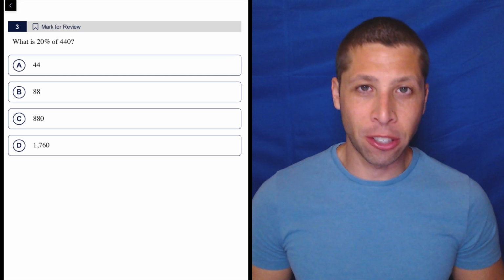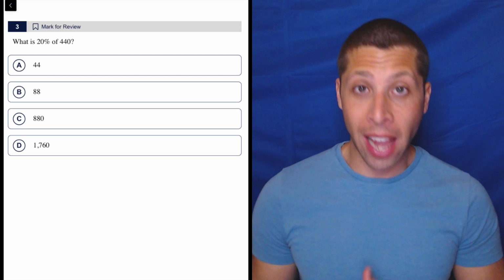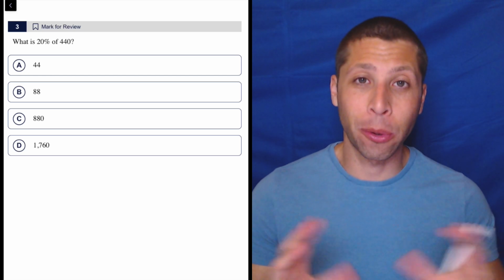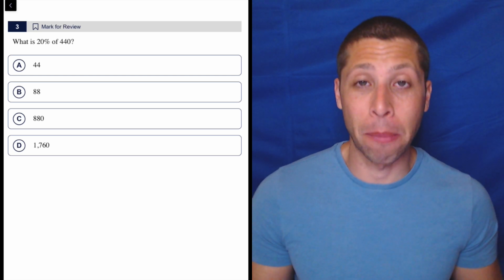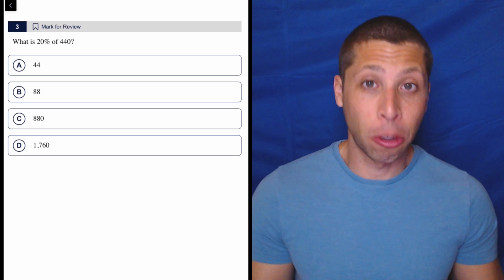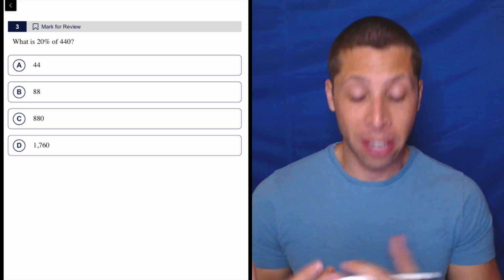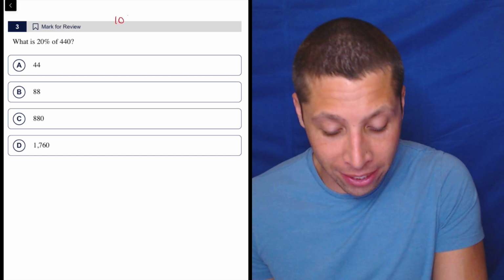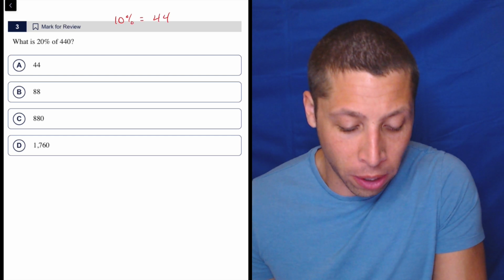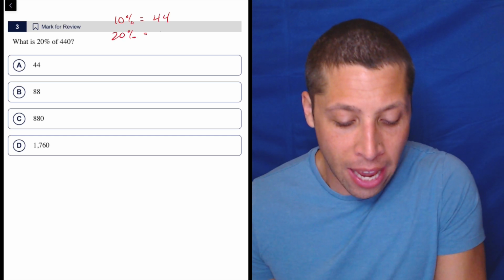This is a very simple percentages question. Many of you are able to do this in your head because the percentage we're being asked for is very close to 10%, right? It's 20, but that's doubling whatever 10% is, and taking 10% of a number should be very simple. You just move the decimal place. So what is 10% of 440? It's 44, right? 10% would be 44, so double that to get 20%, and we get 88.